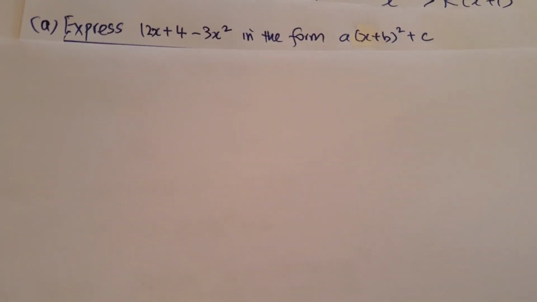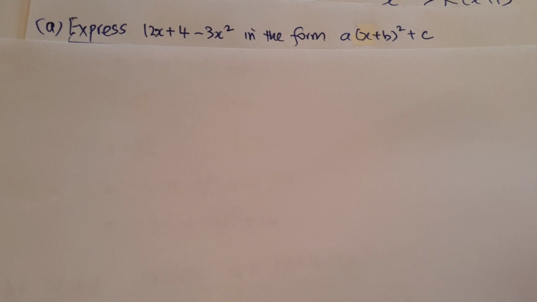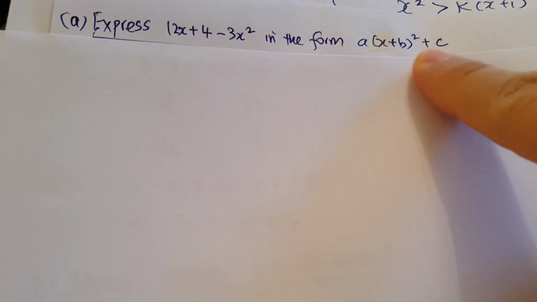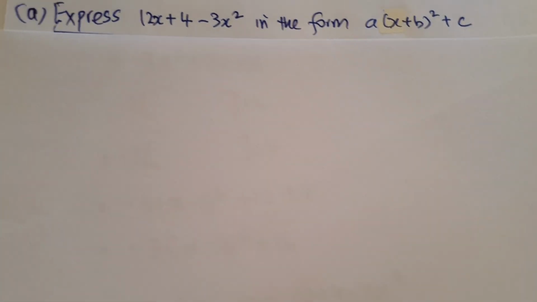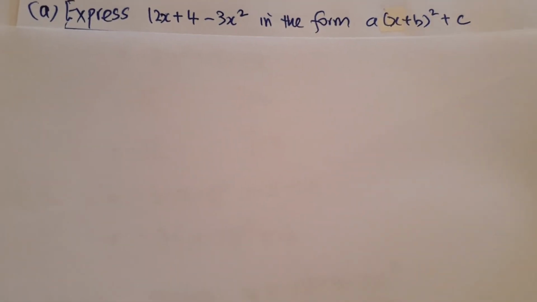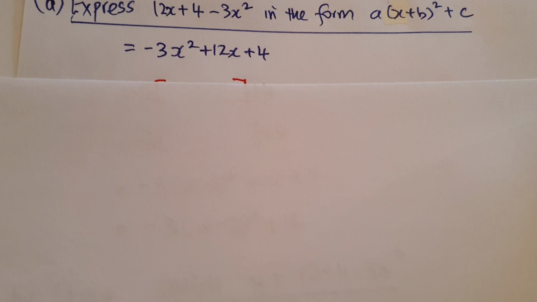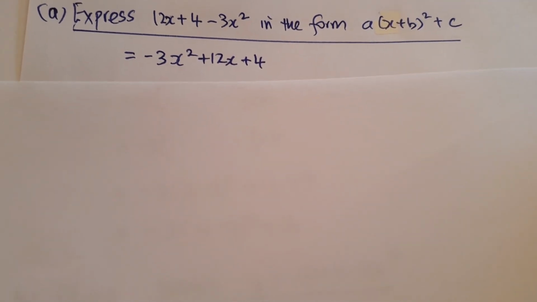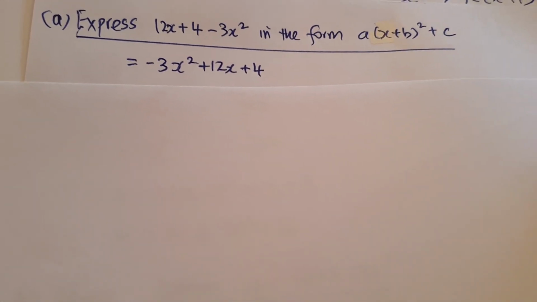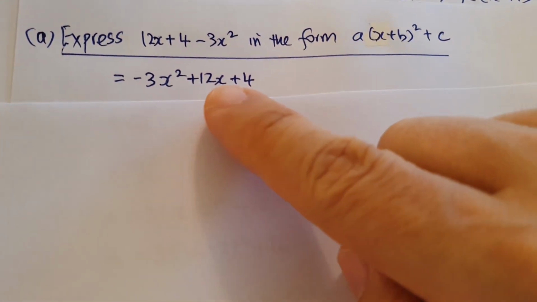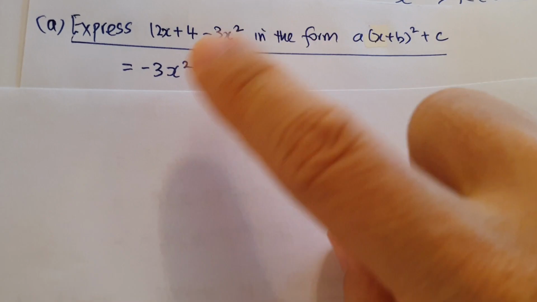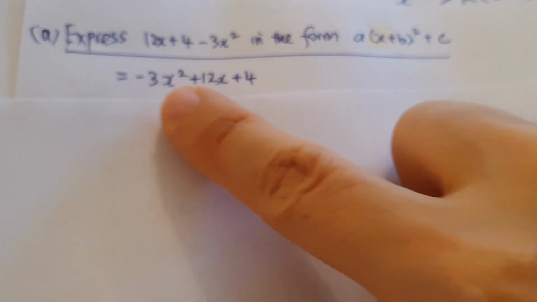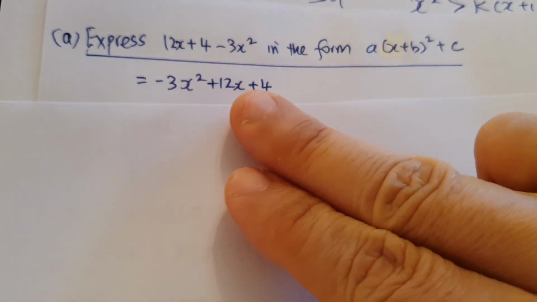Okay, let us look at the sketching of curves in this video. If you are asked to express this in the form a whatever, they are actually asking you to complete the square. The very first thing you need to do, and we'll be repeating this many times, is to write it in the form ax squared plus bx plus c. Whether it is finding b squared minus 4ac or completing the square, the very first thing you need to get is the ax squared plus bx plus c.